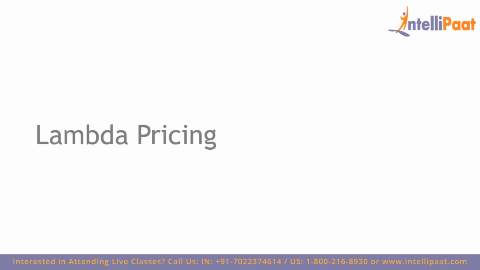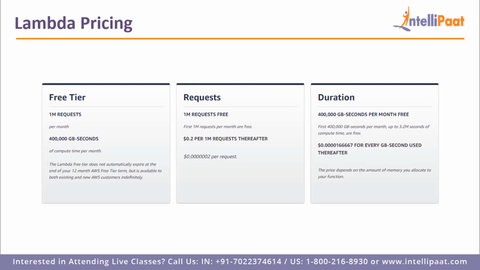Now let us discuss Lambda pricing. First, let me explain what free tier is. Free tier is provided by AWS for a 12-month period, and in that period you can use free tier eligible services. You can use services like EC2, S3, and even Lambda for free, but they have their own limitations. For example, in Lambda, you can use 1 million requests per month or 400,000 GB-seconds of compute time per month for free, and anything exceeding that will cost you.